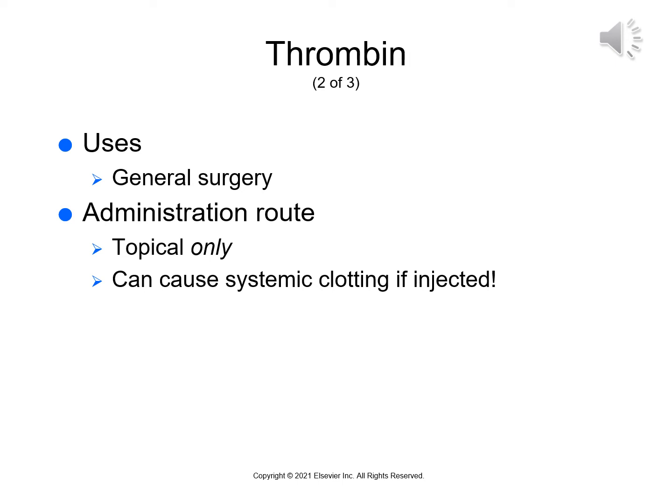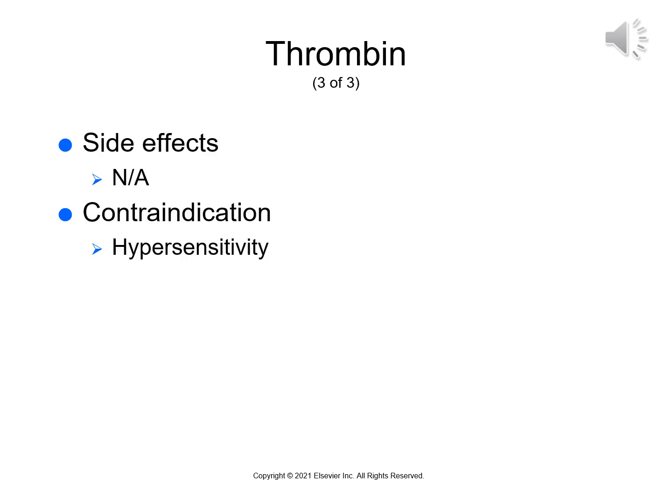So thrombin is used in general surgery, but topically only. It should be used immediately or again after reconstituting. And then when injected into large blood vessels, it can cause significant clotting or even death, which we just talked about. There are no side effects to speak of with this agent. It's important to note, however, that hypersensitivity is a contraindication.